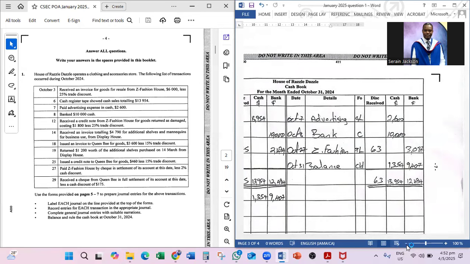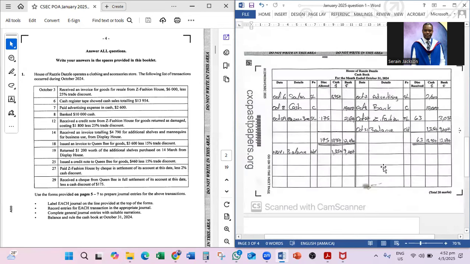So if you look at the cash book there, right, as I zoom out so you can see it, I would now need to credit the cash account, October 8th, put bank in the details, put the C there for contra in the folio column, and you put the $10,000 in the cash column. And now you'd have to make a debit entry in the bank column because it's a contra entry.